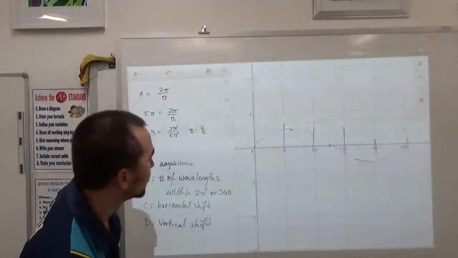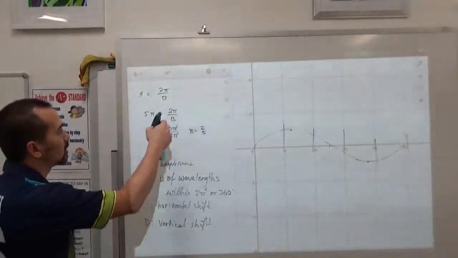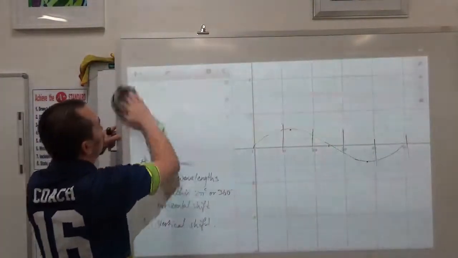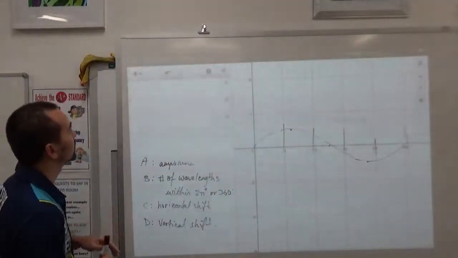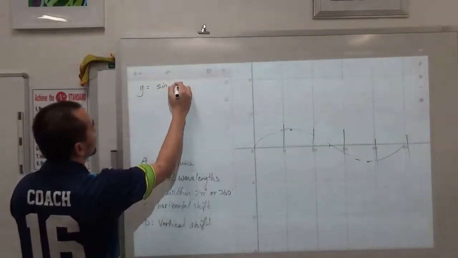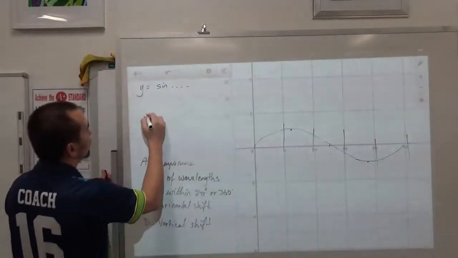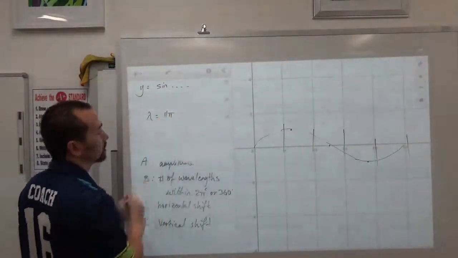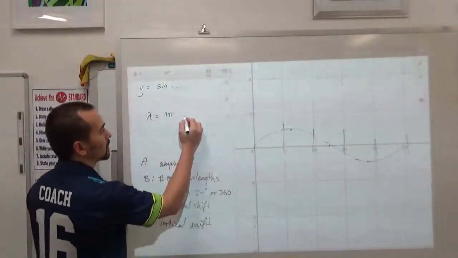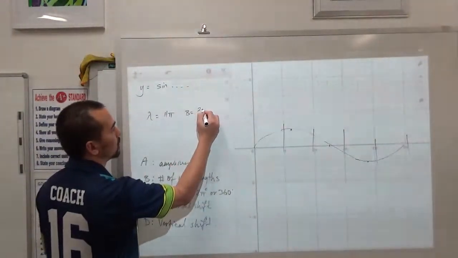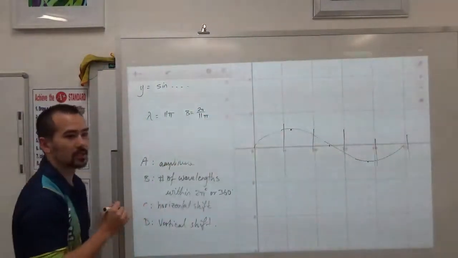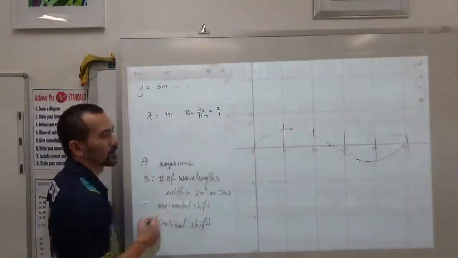Alright, let's try this one. Give me the equation of the sine curve that has a wavelength that is 11 pi. So it would be 2 11ths, wouldn't it? b is equal to 2 pi divided by the wavelength, which is 11 pi. So 2 11ths would be the value of b.